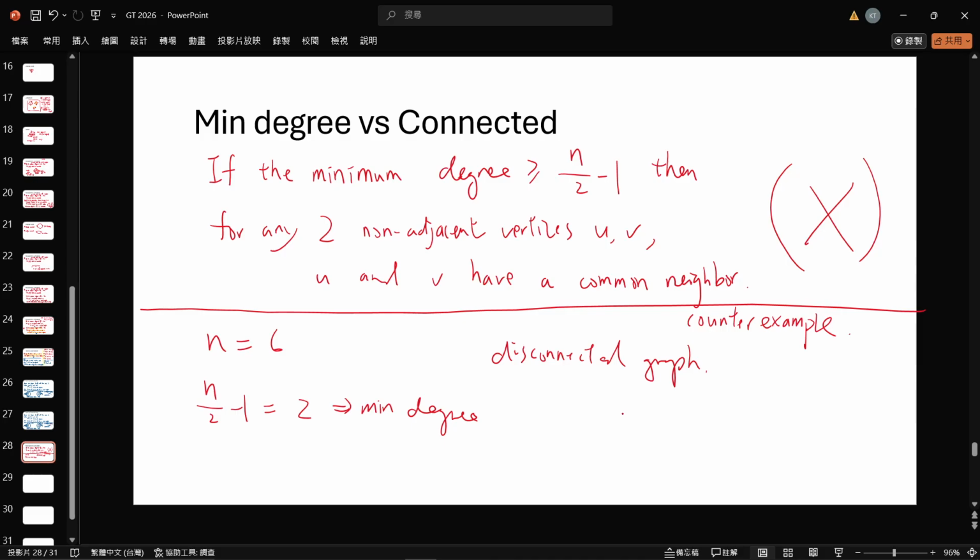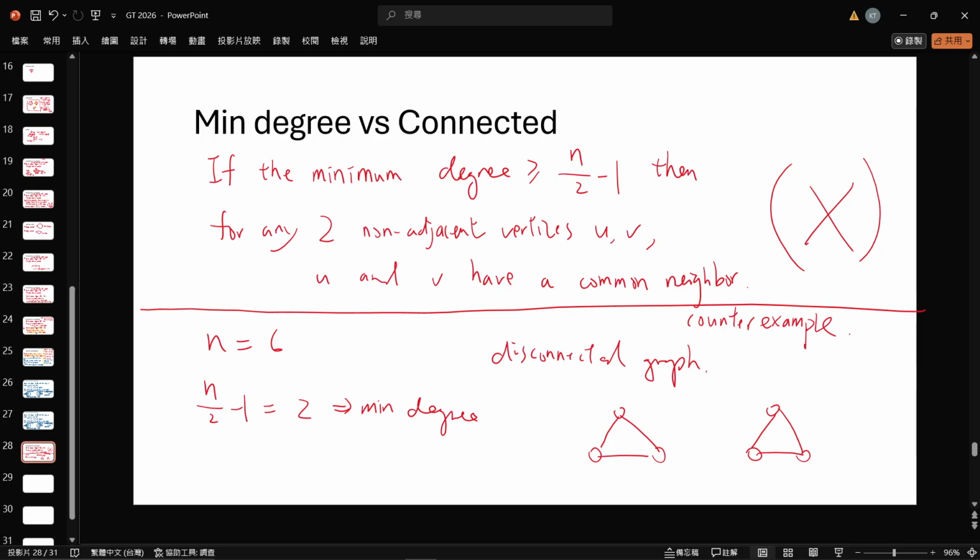So I think naturally you want to have balanced components. So naturally I will do this. One component has 3 vertices, and the other component also has 3 vertices. And the minimum degree is 2. To create such a graph with minimum degree 2, you can do this. Every vertex here has a degree of 2. And we have 6 vertices, 2 components. So this is disconnected. Therefore, this is a counterexample.